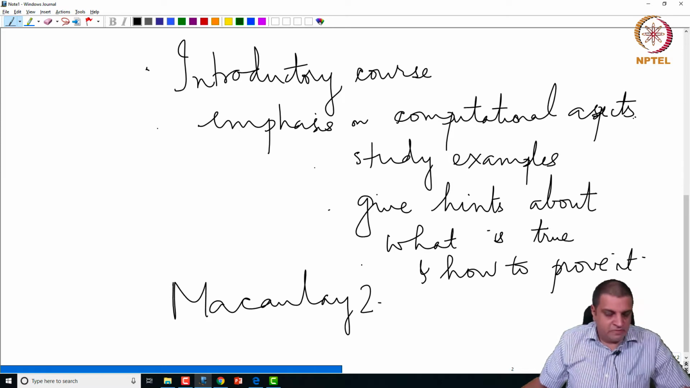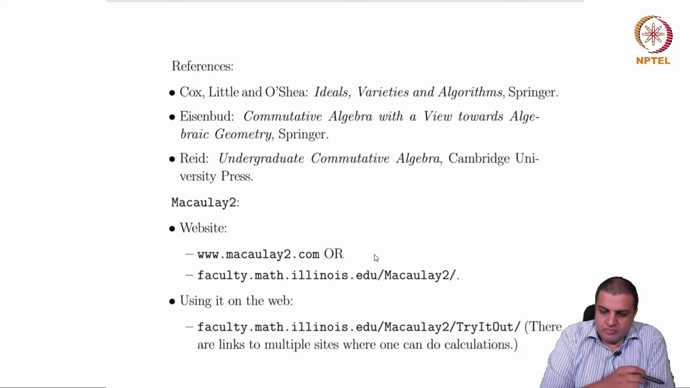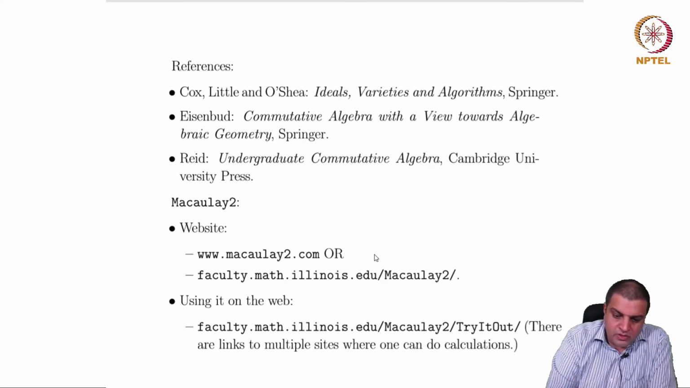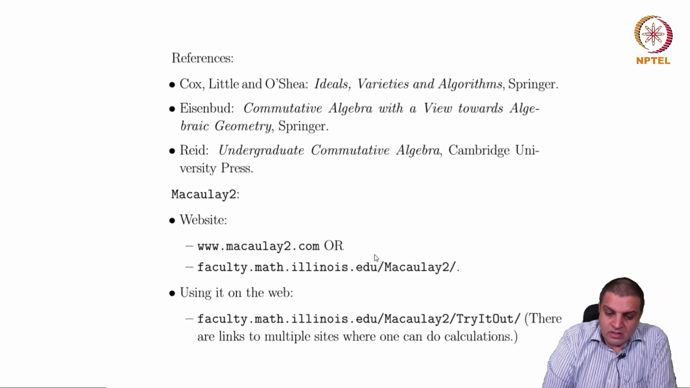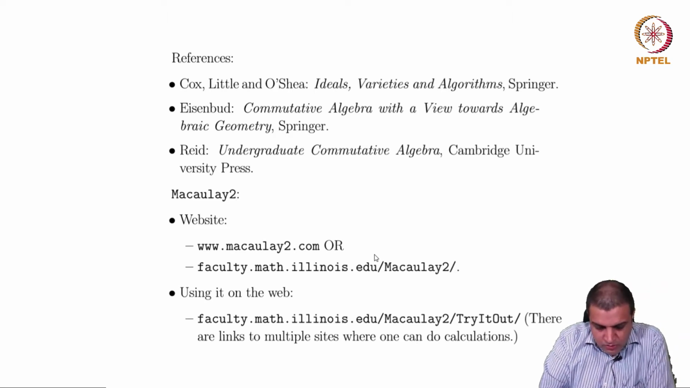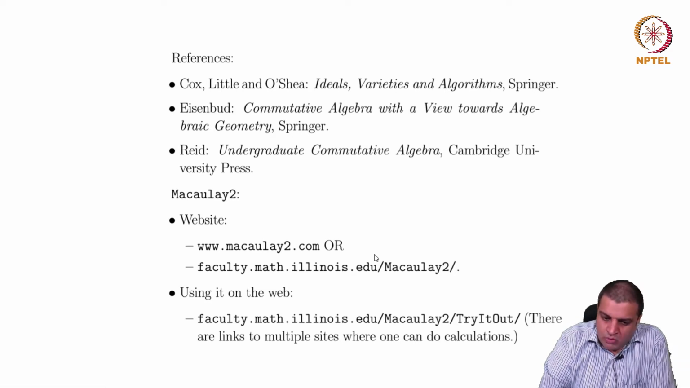So here are the references. Our primary reference, there will be two of them, would be this book by Cox, Little and O'Shea, then this book by Eisenbud. And we will also occasionally refer, or it might help you occasionally to refer, if this is the first time you're seeing these topics, to Reid's undergraduate commutative algebra.